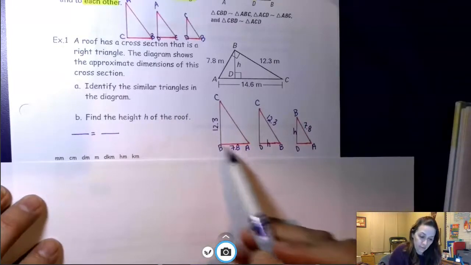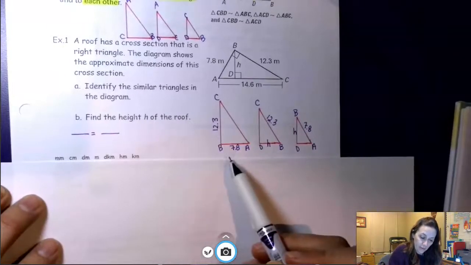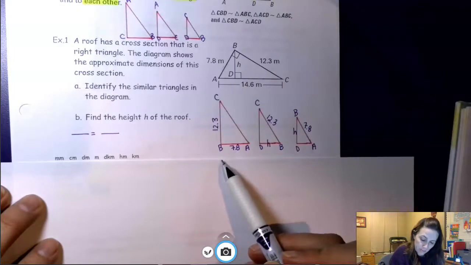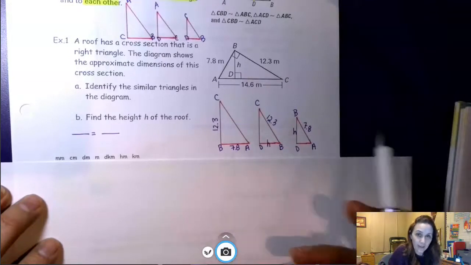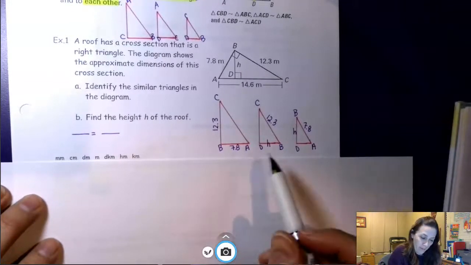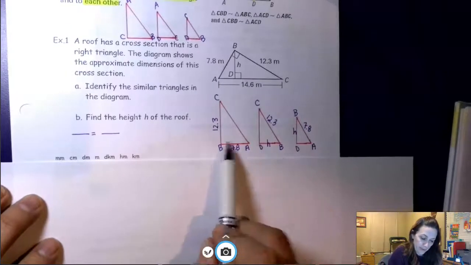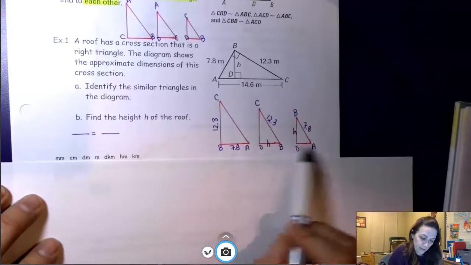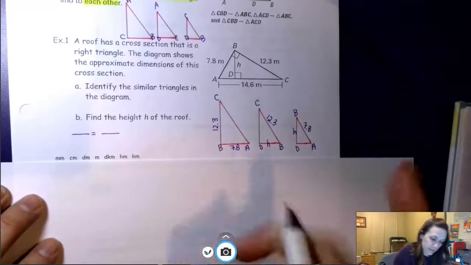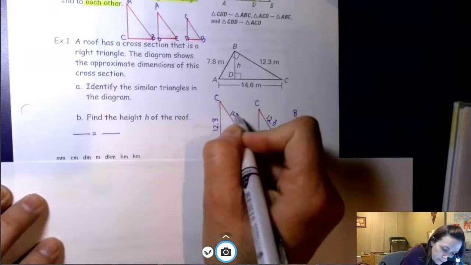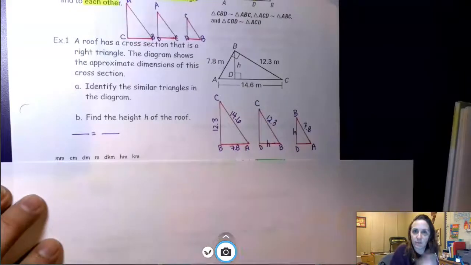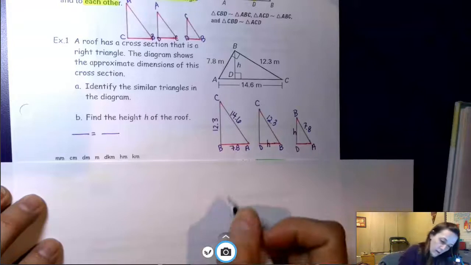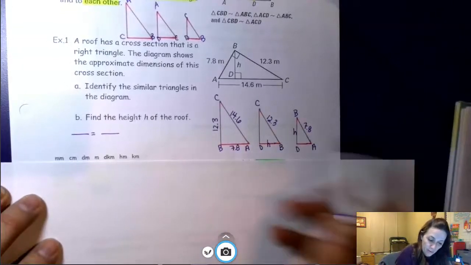Because I know two pieces here, I believe I can choose which one I want to use. I need to solve for H. I can either use this and this to solve for H, or I can use this and this to solve for H. And the only reason I can do that is because I do know the hypotenuse here of 14.6. That's when I was looking at it and I was missing that piece. The hypotenuse is 14.6. So I did need that piece of information before I can set it up. So I can choose either the small or the medium. It's kind of up to me.